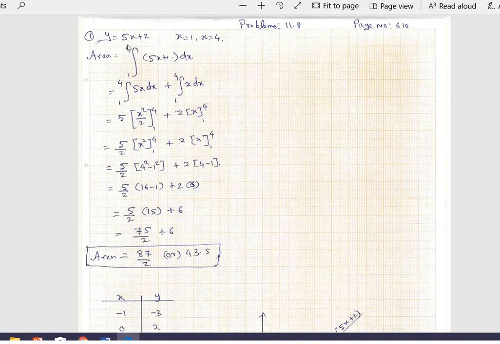The function is y equal to 5x plus 2, and they've given the limits x equal to 1, x equal to 4. How do we calculate the area? The area equals the integral from 1 to 4 of (5x plus 2) dx. We know how to solve this question; it's a very simple question. First, separate the addition. This is a simple arithmetic operation. So separate it, and you'll get the integral of 5x dx plus the integral from 1 to 4 of 2 dx.